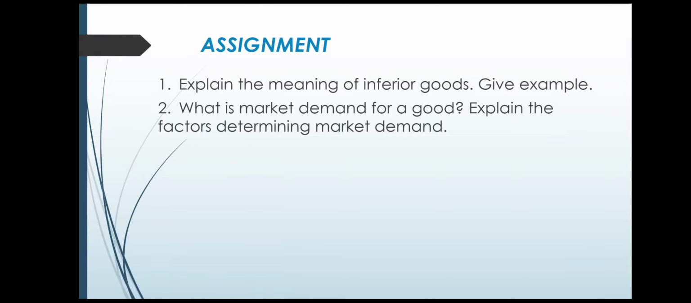So these are the assignment questions. The first question is explain the meaning of inferior goods and give example. This is a very easy question. The second one is, what is market demand for a good? You need to explain what is market demand. Explain the factors determining market demand. So you need to explain each and every determinant of market demand along with it.